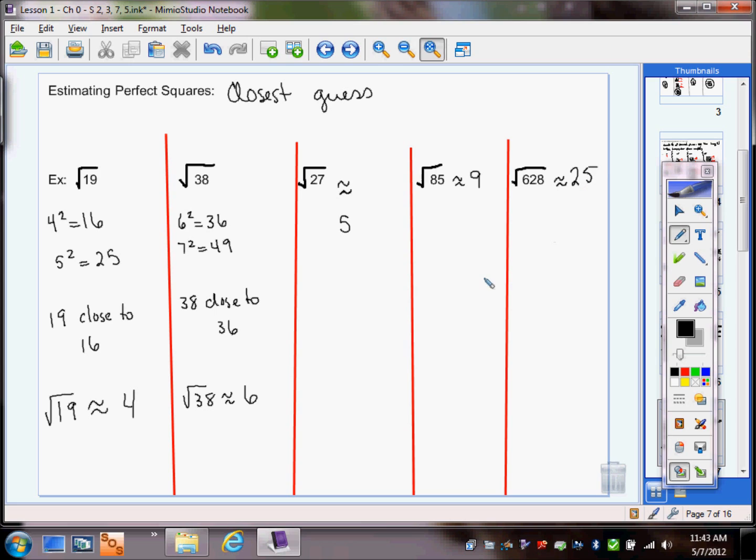Okay. And then just remember that this means about, or close to, or approximately. So anytime you're given an example that's not exact, you put a little squiggly equal sign.